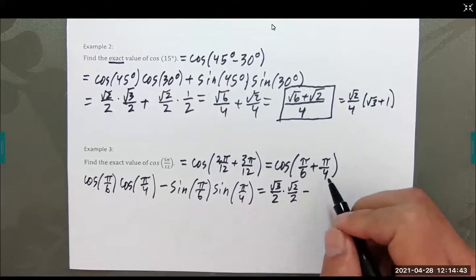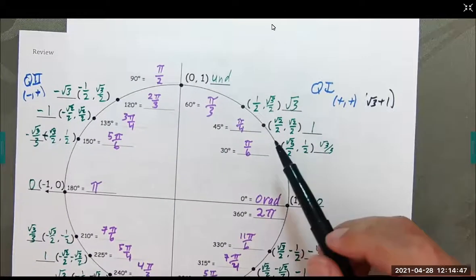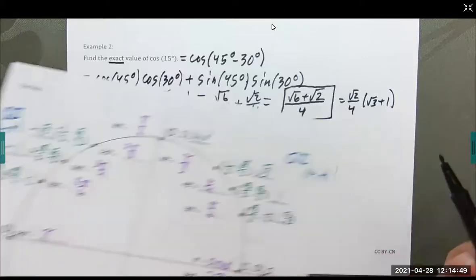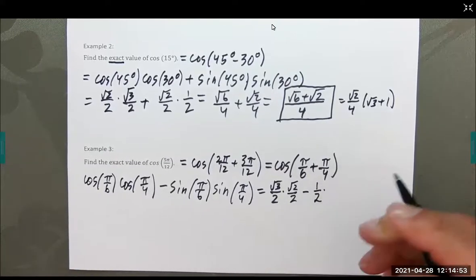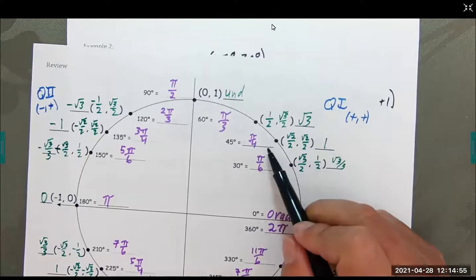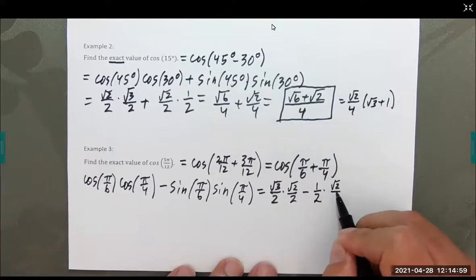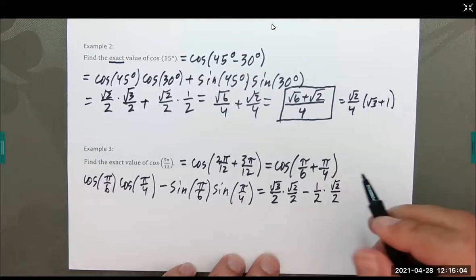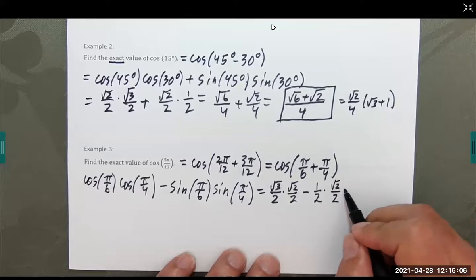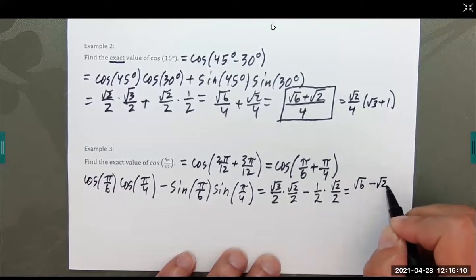Minus sine of pi over 6. Sine of pi over 6, that's 1/2, times the sine of pi over 4. Here's pi over 4, sine right there, root 2 over 2. Once again, we could pull out a root 2 over 4, but I'm not going to bother for this one. This gives us root 6 minus root 2 all over 4.